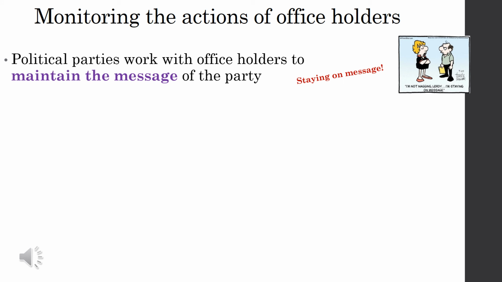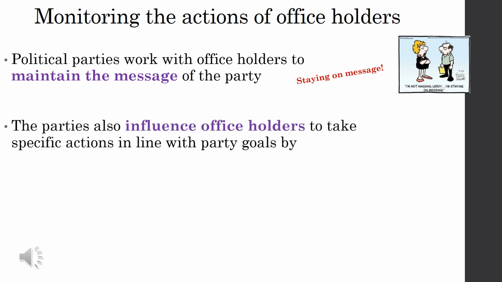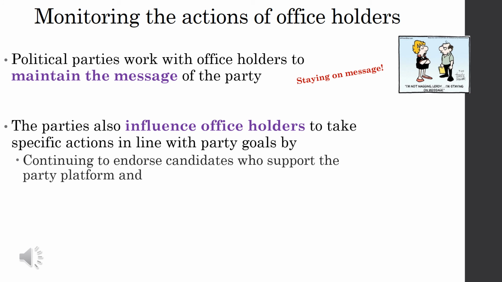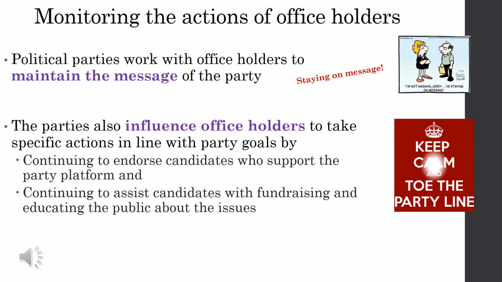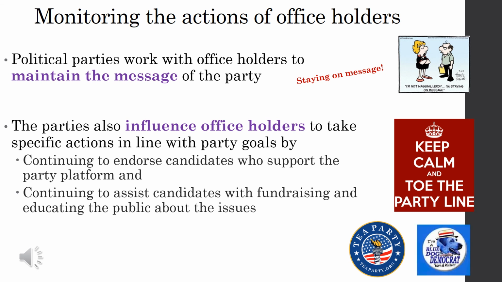Also, the parties influence office holders to take specific actions in line with party goals by continuing to endorse candidates who support the party platform and continuing to assist candidates with fundraising and educating the public about the issues. In other words, keep calm and toe the party line. But here's the thing. Sometimes people don't want to toe the party line, and we get parties within parties like the Tea Party or Blue Dog Democrats.